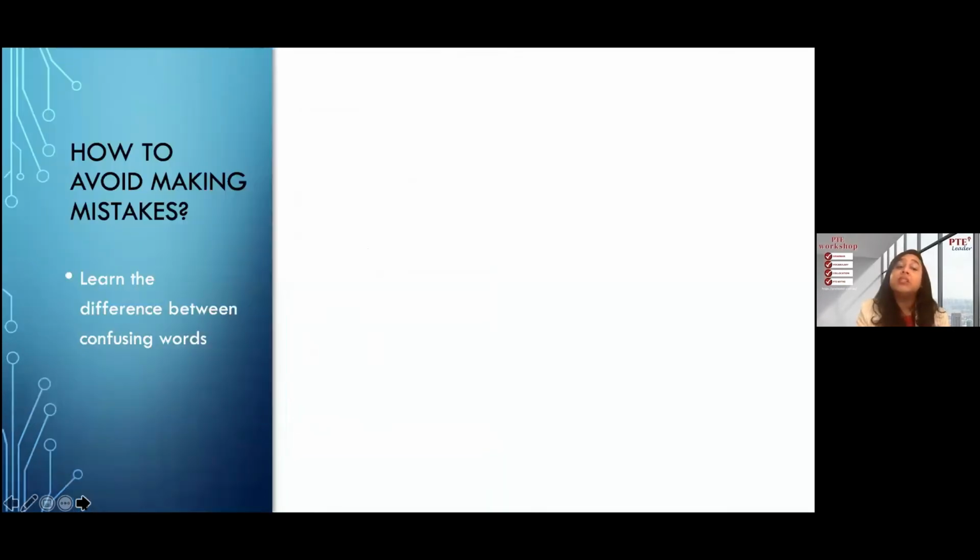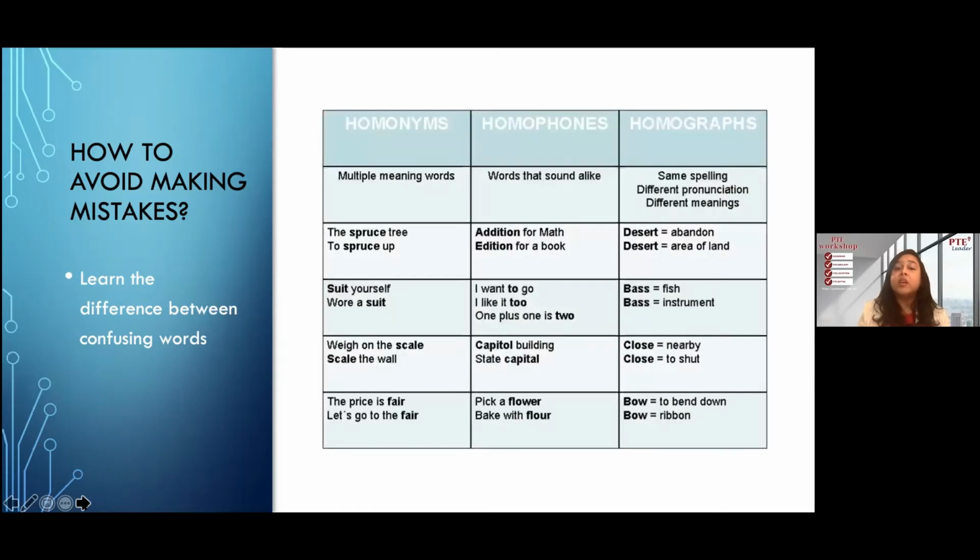How to avoid making mistakes. So again, I said there are some confusing words in the English language which sound very similar, but the meaning is very different. These are called homonyms, homophones, and homographs. So you can take a note of all these 3 words and research more in your free time.